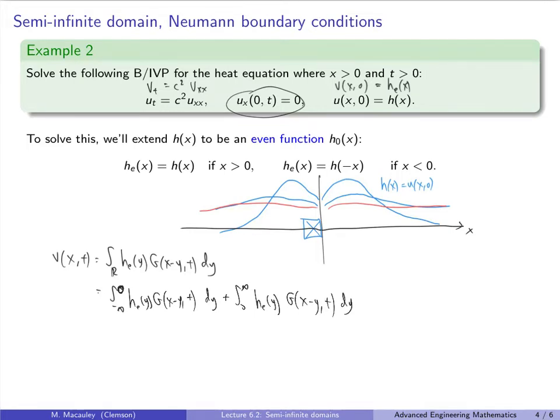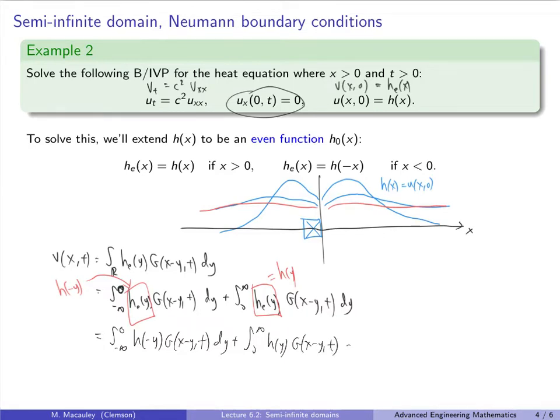Next, recall that when y is positive, this is equal to h of y, and when y is negative, this is equal to h of negative y. Now the difference from the previous lecture was we had a negative out here, and that's the only difference in this entire problem. So here we're going to go from negative infinity to 0 of h of negative y, g of x minus y, t dy, and then everything is the same except this is an h of y, g of x minus y, t dy.